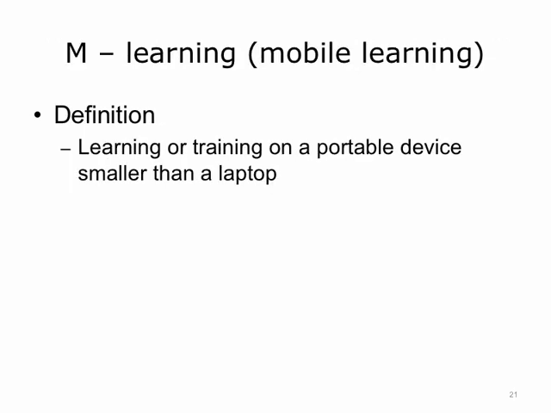Now let us look at one more non-traditional training and learning approach that you probably use every day: M-learning, or mobile learning. One definition of M-learning is learning or training on a portable device smaller than a laptop. Mobile learning decreases limitation of learning location with the mobility of general portable devices, including but not limited to handheld computers, MP3 players, and mobile phones.